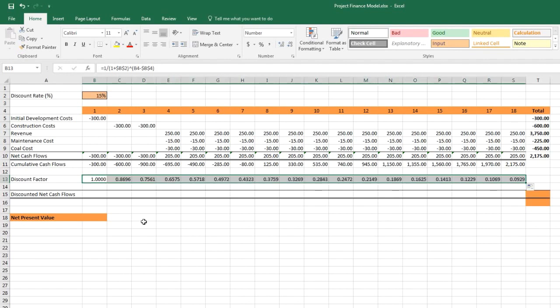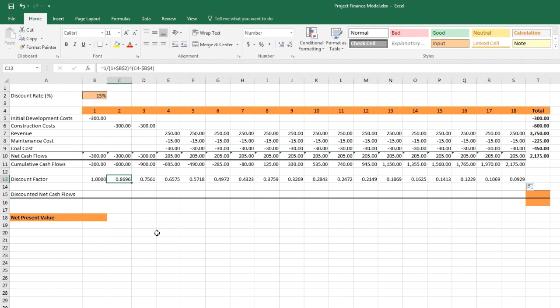Now, if I copy this formula across, you will see that in the second year, the formula reads equals 1 divided by 1 plus B2, in which the R is fixed at 15%, to the power of 1, which is year 2 minus year 1, which means a discount of 1 year and gives us a value of 0.8696.